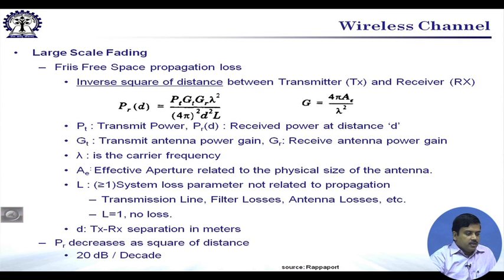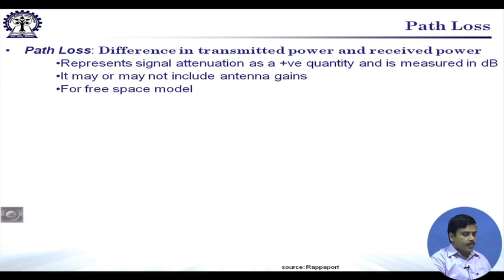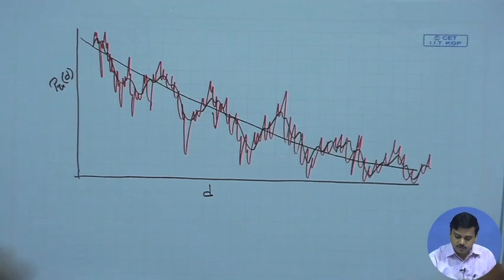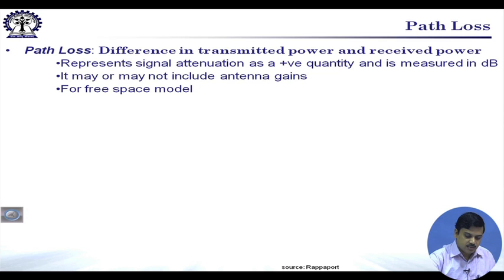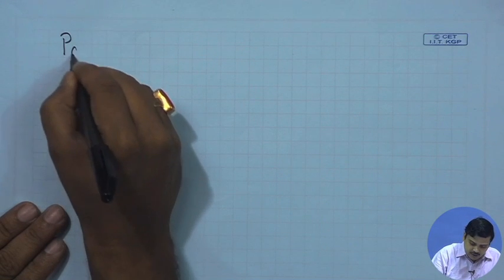If we look at this particular model, we will figure out that the received signal strength is inversely proportional to the square of d. That means the power decreases 20 dB per decade when expressed in logarithmic terms. Path loss is an important parameter which will be used. Path loss is basically an expression which is positive in quantity.